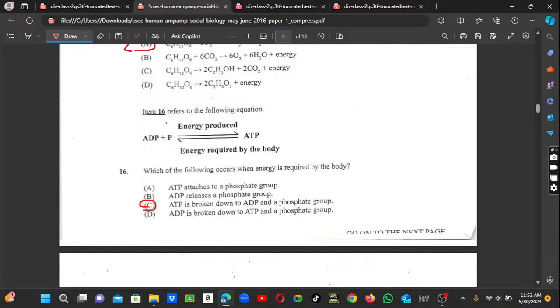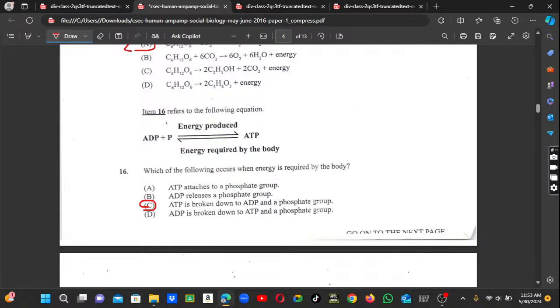Good. So number 16 here is referring to the following equation. We are talking about ADP plus P, energy, produces ATP. It says which of the following occurs when energy is required by the body. So we've seen that the ATP is broken down to ADP and a phosphate group.